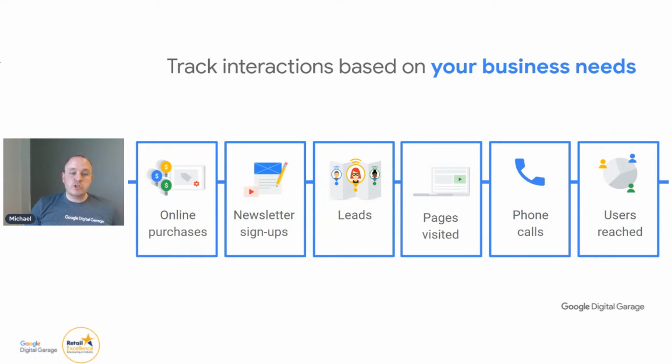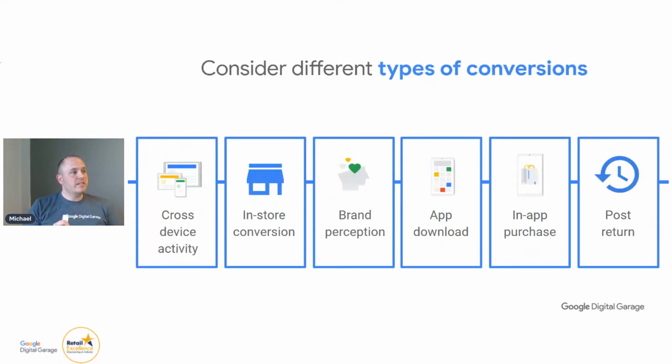There's many options. Some are more obvious than others. But have you considered these? Different types of conversions: cross-device activity, in-store conversions, brand perception, app downloads, in-app purchase, and post-return. Let me just talk you through them. Tracking different types of conversion action gives you a really clear idea of what your business is actually working towards, and what's working for your business, I should say.